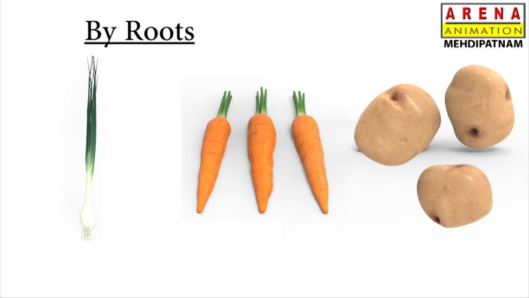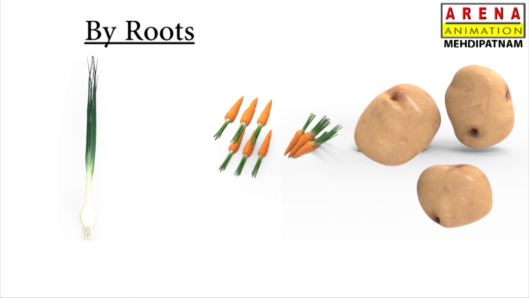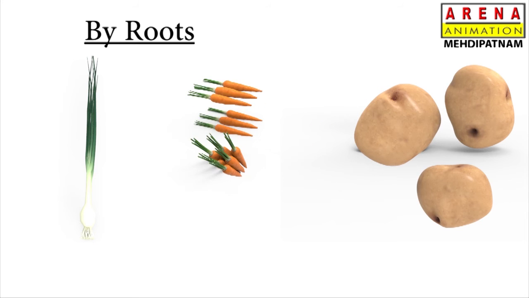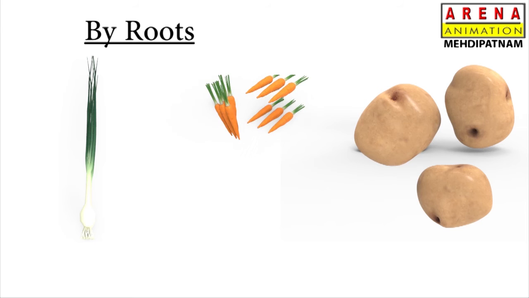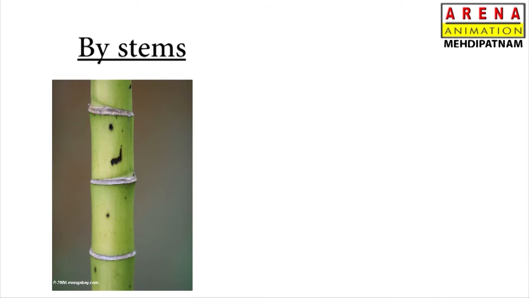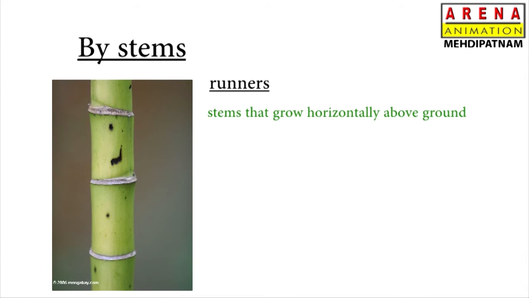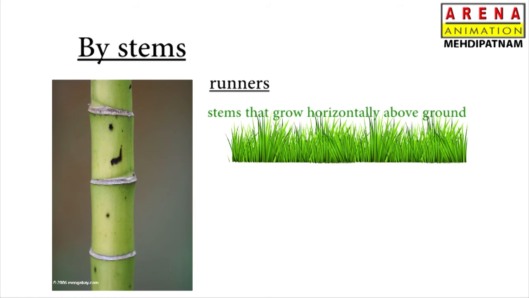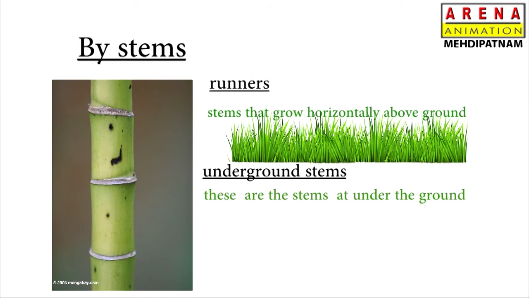Buds develop in thick fleshy roots which later, when put into soil, develop into new plants. Example: guava, sweet potato, carrot, etc. Vegetative propagation by stems. Runners are stems that grow horizontally above ground. Example: grass, strawberry. Underground stems are stems under the ground. Some examples are onions and potatoes. These stems give birth to new plants.